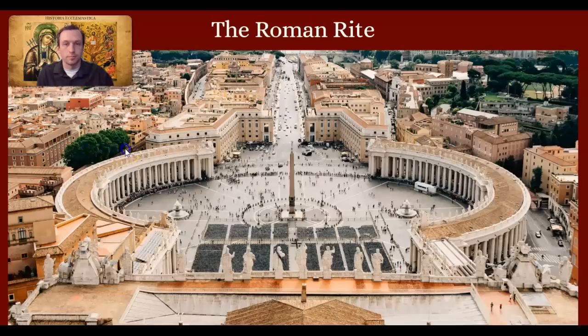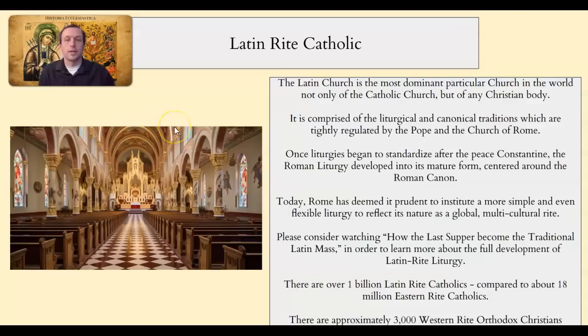The Latin Rite, also known as the Roman Rite. The Latin Church is the most dominant particular church in the world, not only of the Catholic Church, but of any Christian body. There are approximately 1 billion Latin Rite Catholics today. It is comprised of the liturgical and canonical traditions which are tightly regulated by the Pope and the Church of Rome.